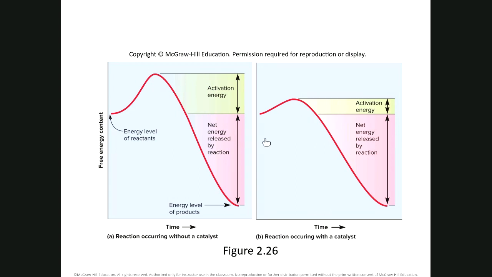Now just compare that with what you're seeing on the right. On the right is a situation where you have an enzyme, and this line up here doesn't go up so high, because our activation energy is lower. Our activation energy is less on the right compared to the left. So enzymes lower or decrease activation energy. Activation energy is simply the amount of energy needed to activate a chemical reaction.